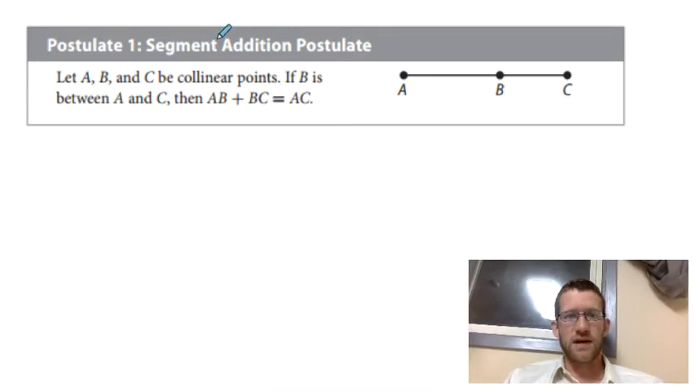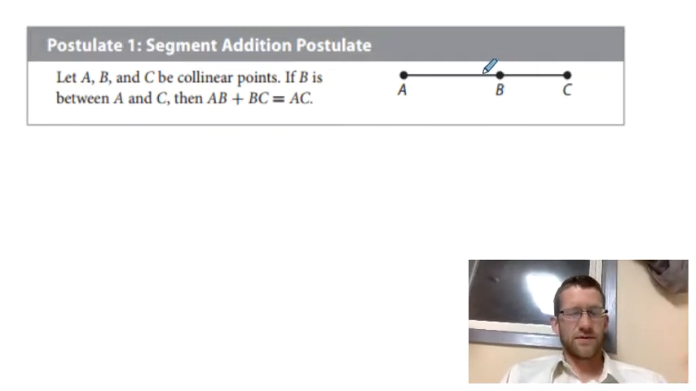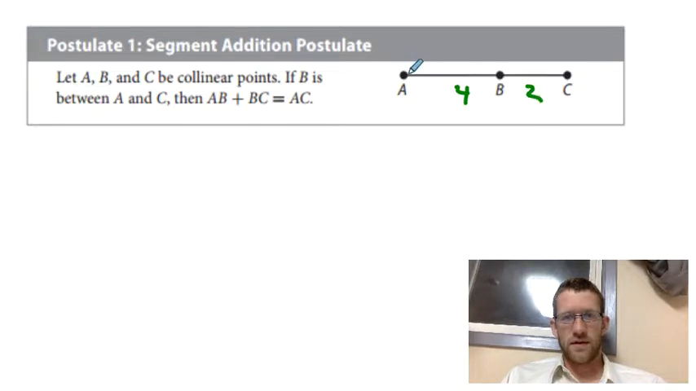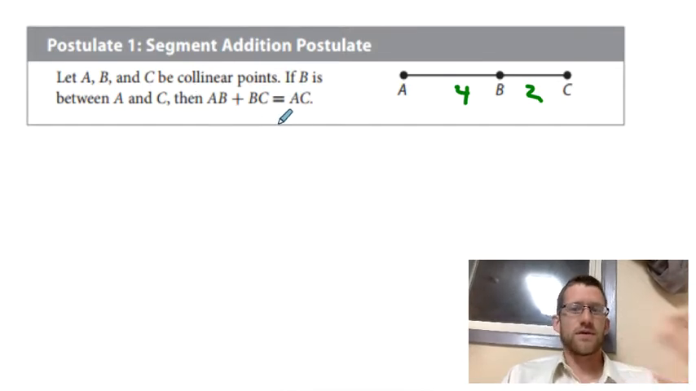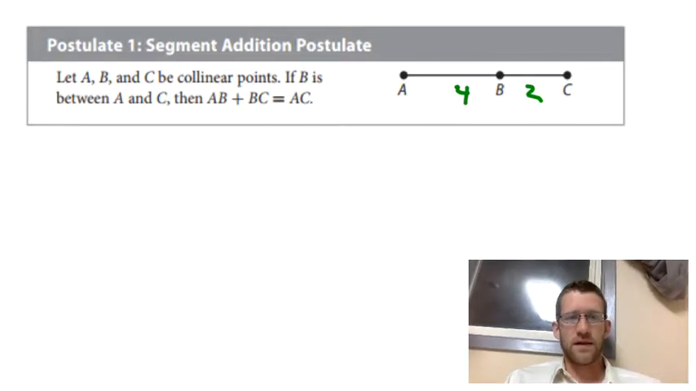So for example, this postulate just says if I have A, B, and C all in the same line, AB plus BC equals AC. And a lot of you will just say, oh yeah, duh, if this is 4 and this is 2, then the distance from A to C is 6. But we are going to state it here so we can use it in some of our logical things later on.